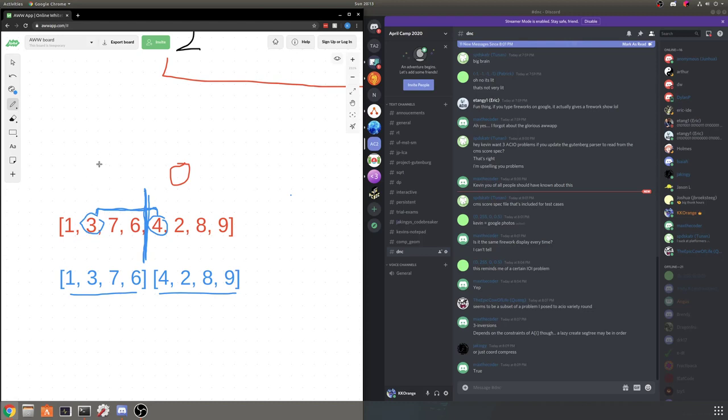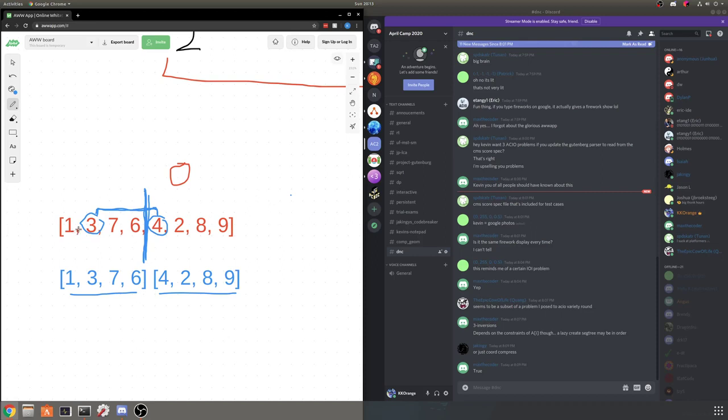Either both the elements are on the left side of the divide, in which case we'll count it here. Both the elements are on the right side of the divide, in which case we'll count it here. Or there's one element on each side of the divide, so we'll count it in here. So that's a really nice way of solving the problem, isn't it?